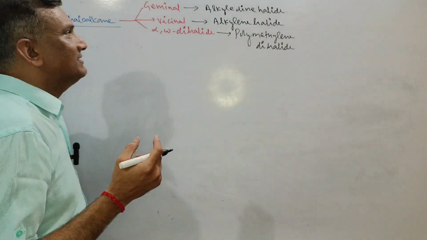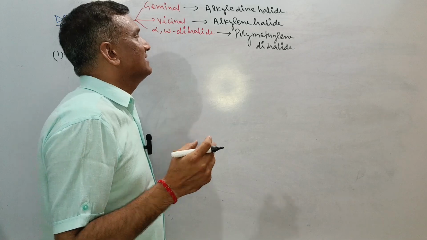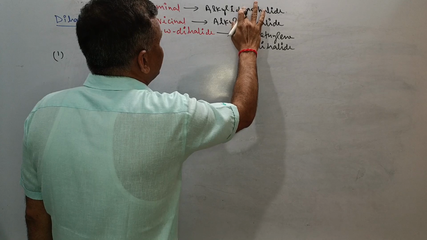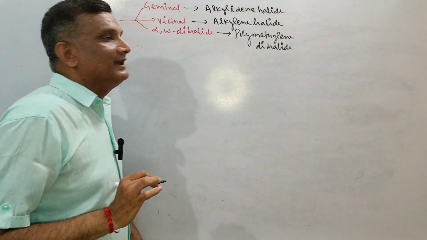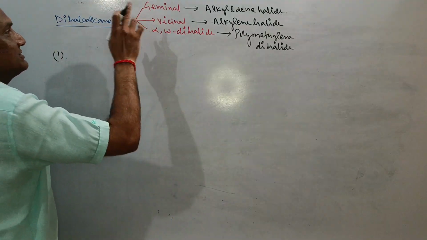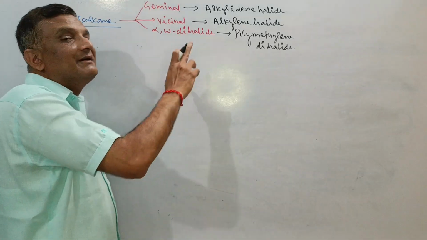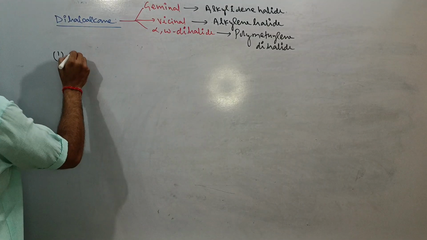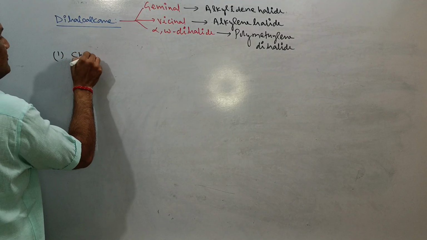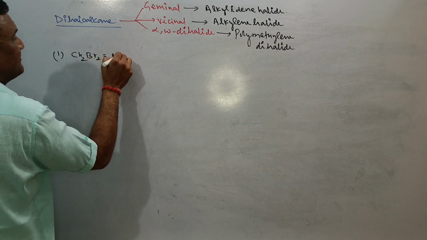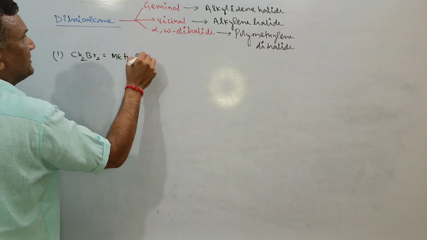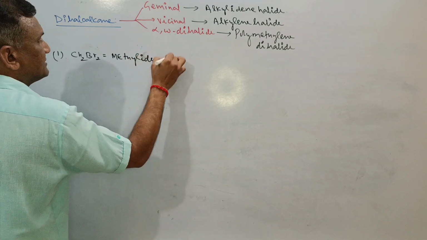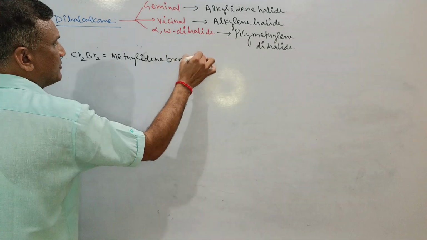We have discussed alkylidene halide, the right pronunciation, alkylidene halide. In geminal dihalide both halogen atoms are present on the same carbon atom. So we can take the example CH2Br2. This is called methylidene bromide, methylidene bromide.